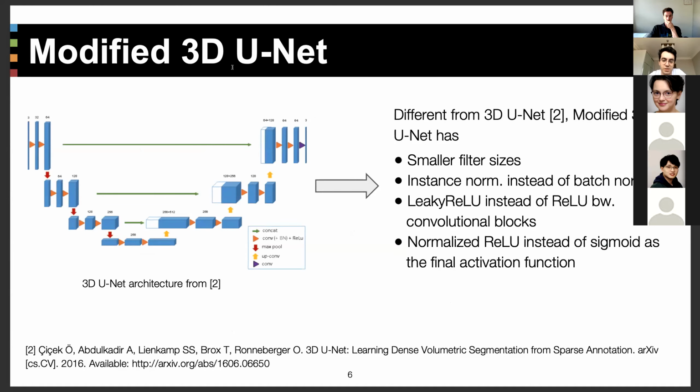The model we use, we call it modified 3D U-Net, and it differs from the 3D U-Net with the following features. First, we use smaller filter sizes to prevent overfitting. Then we use instance norm instead of batch norm for small batch sizes in 3D. We also use leaky ReLU instead of ReLU between convolutional blocks, and a normalized ReLU as the final activation, as previously mentioned.